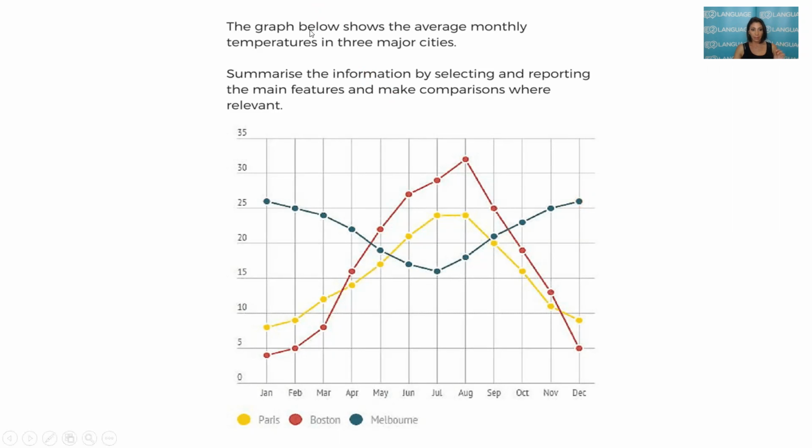A few comments about what you guys have written into the chats. Always remember, because you will lose points, cities always start with a capital letter. If you write Paris with a small p and Boston with a small b, you're going to lose points. Okay, that is related to punctuation. Any country name, city name, name of a month, name of a day, always has to start with a capital letter.